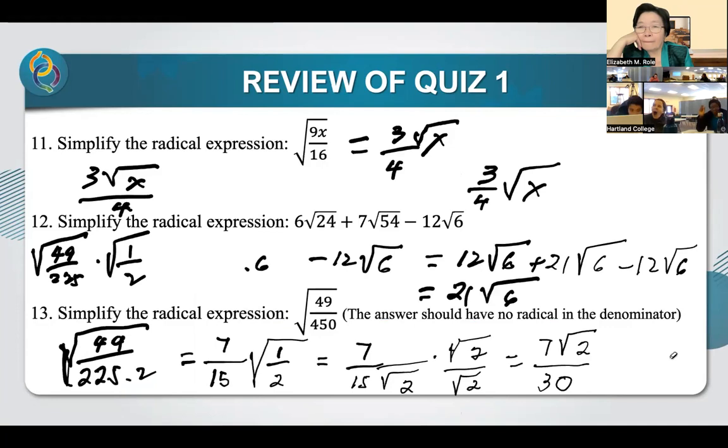Number 13, it was so hard to get a perfect number to deal with the 450. So I came up with 25, because 25 is also a perfect square. So I did it with 25 and 18. But the square root of 18 is 9 times 2. Oh, yes, you have to find the biggest one. In 18, there's still a perfect square.